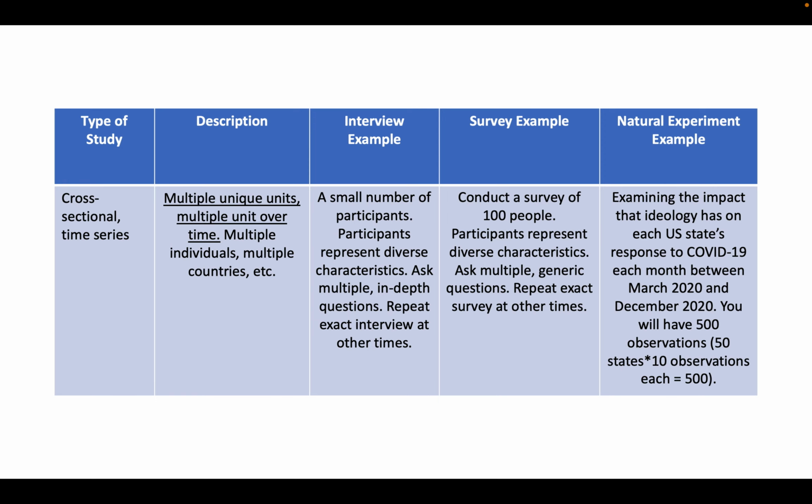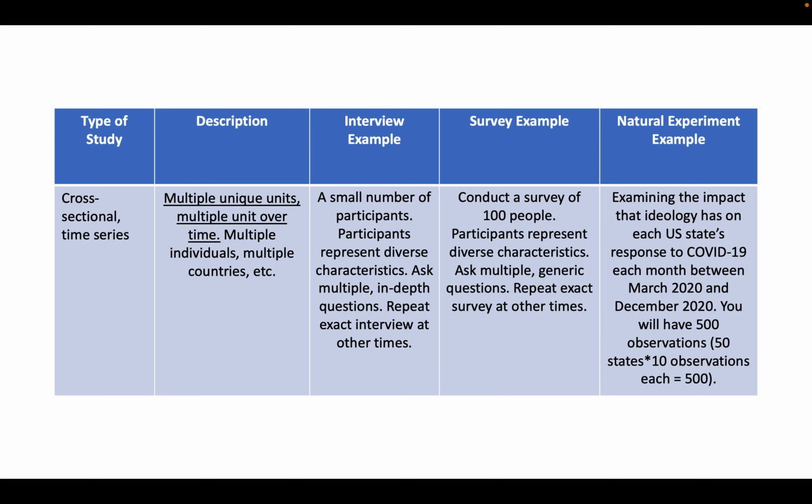over certain time points. So for the survey example, we conduct a survey of 100 people, let's say, also representing diverse characteristics. We'd ask multiple generic questions, but we'd repeat this on a rolling basis, month after month after month, to see if there's a difference in their viewpoints.